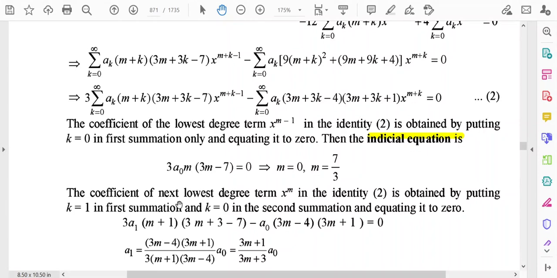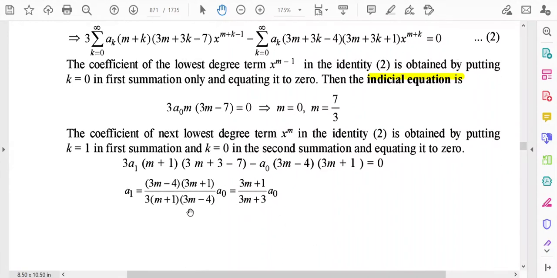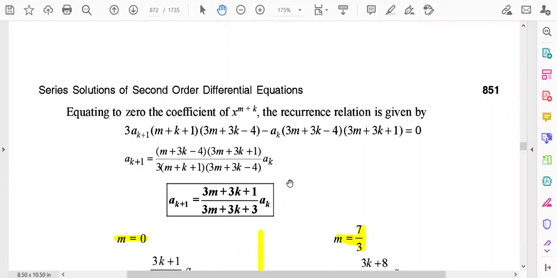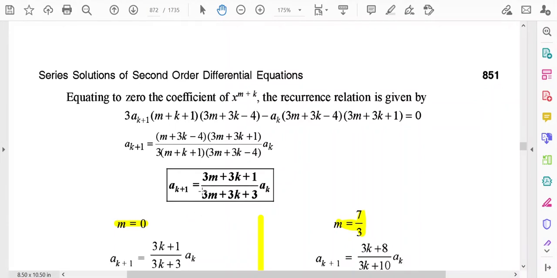The next step is to calculate the next lowest degree term, x to the power m, and you have to make this coefficient equal to 0, and from that equation again we will obtain a relation between a1 and a0. The next step is to calculate the coefficient of x to the power m plus k and make it 0. So just like the previous example, you have to calculate the coefficient of x to the power m plus k. After calculation, you will get a general equation, or the recurrence relation. So this is the recurrence relation: ak plus 1 is equal to 3m plus 3k plus 1 divided by 3m plus 3k plus 3 into ak. This is the recurrence relation.